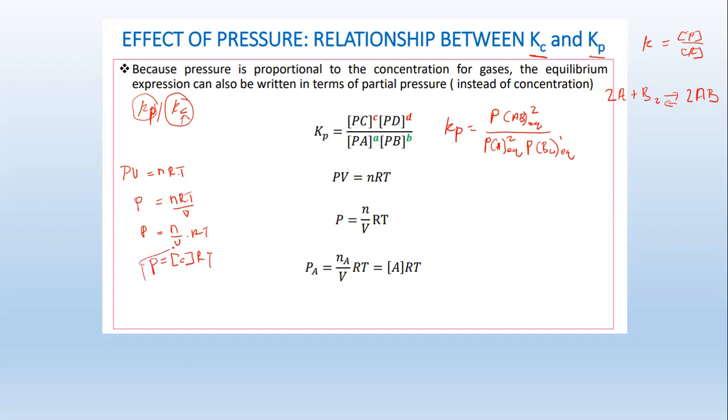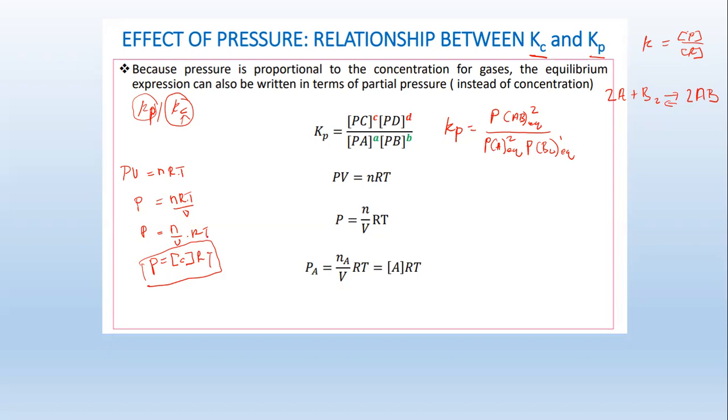So in this case, you can see that from the ideal gas law equation, we can determine the relationship between pressure and the concentration, right? If you increase concentration, pressure will thus also increase. So they are directly proportional.